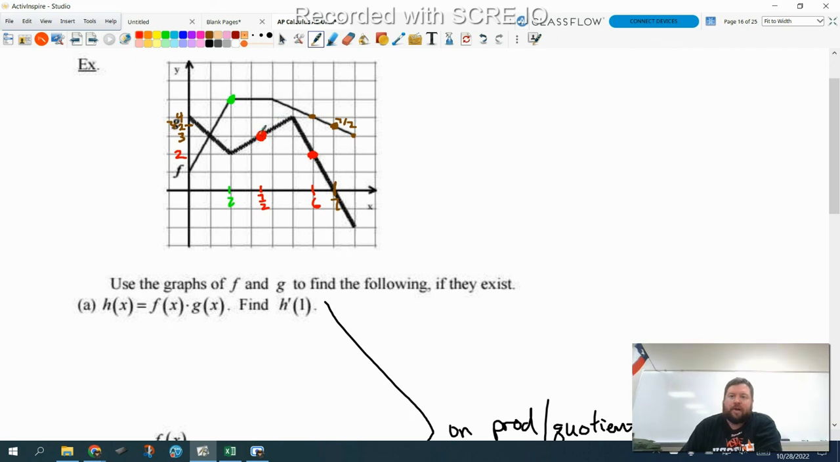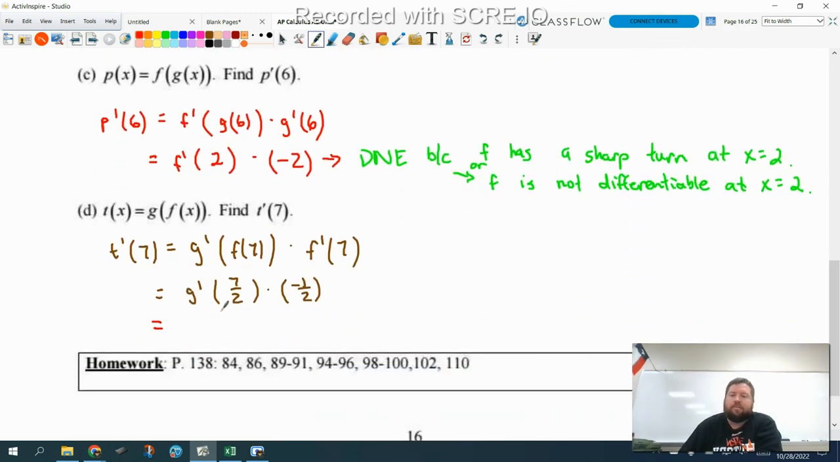G is the bold one, but I don't want the actual point. I want the slope. What is the slope of that line? G prime, up 2 right 3. So g prime of 7 over 2 is 2/3. F prime of 7 was negative 1/2. You can cancel the 2's out, and you're left with negative 1/3.